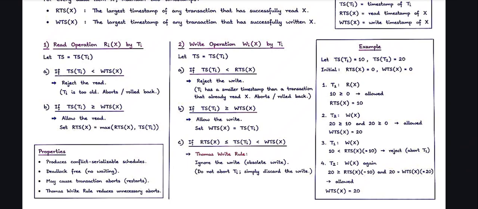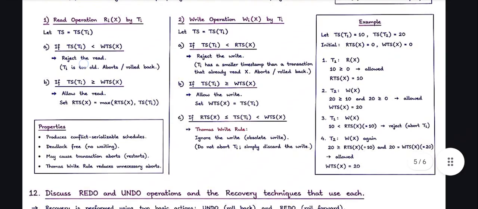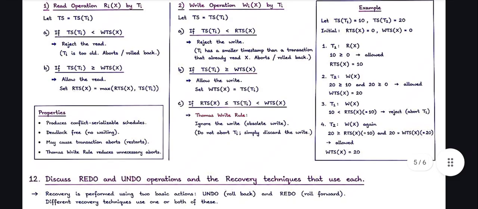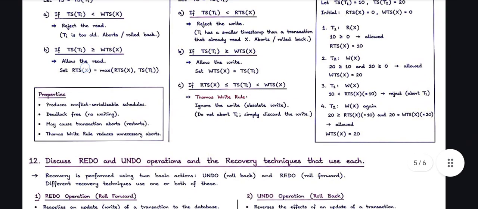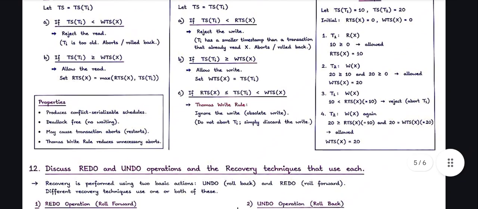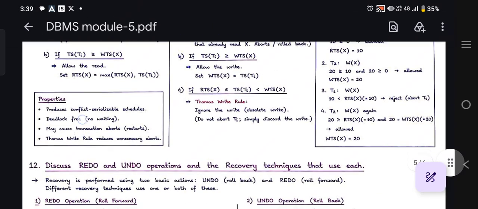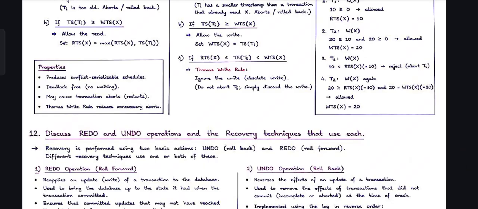Write operation Wi of X by Ti: let TS equal TS of Ti. If TS of Ti is less than RTS of X, reject the write operation, because Ti has a smaller timestamp than a transaction that has already read X; it aborts or is rolled back. Otherwise, if TS of Ti is greater than or equal to WTS of X, allow the write and set WTS of X equal to TS of Ti.